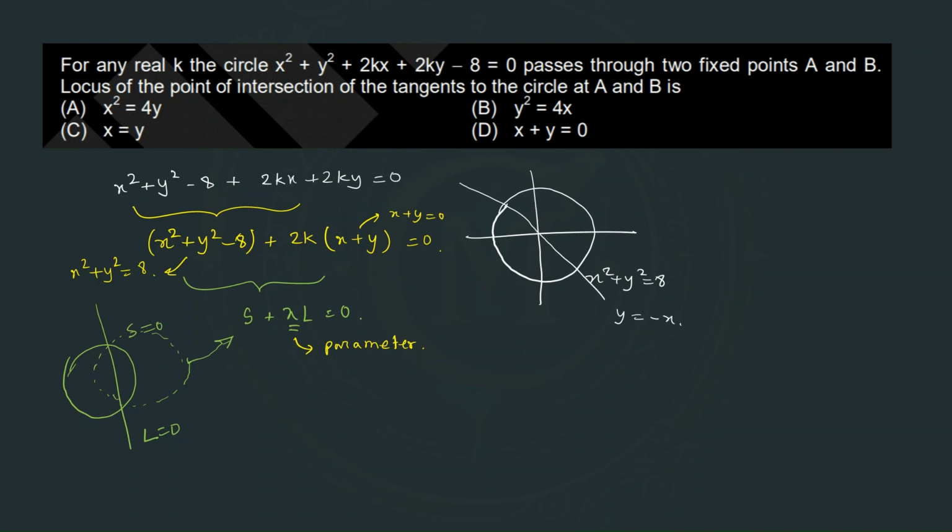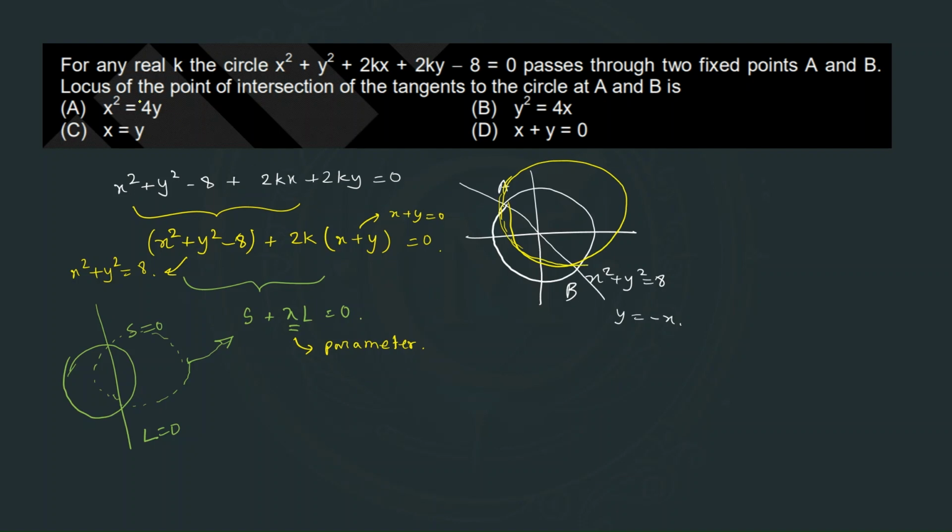It passes through two fixed points A and B. Okay. So A and B are two fixed points which are nothing but the intersection points of this circle with this line. Then the locus of the point of intersection of the tangents to the circle at A and B. Okay. So the circle that is passing through the intersection point of these two is like this, let's say. I am drawing a rough diagram here, like this.